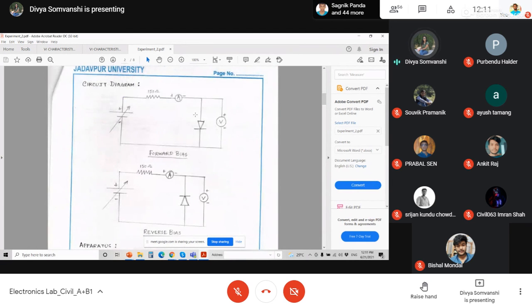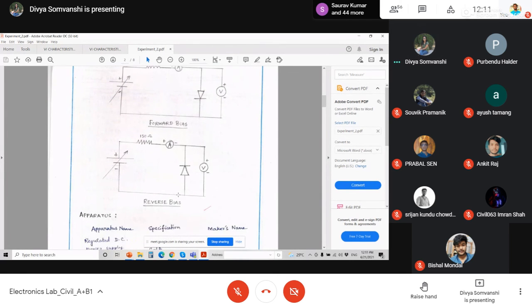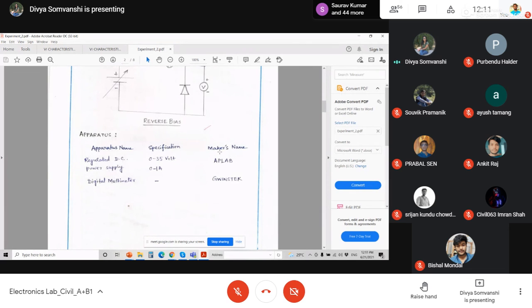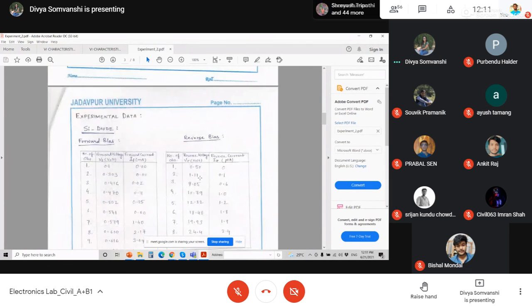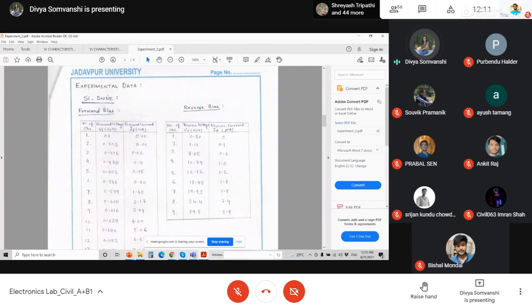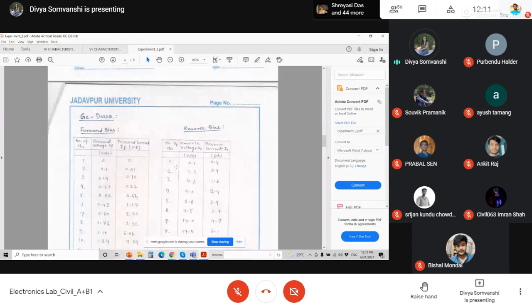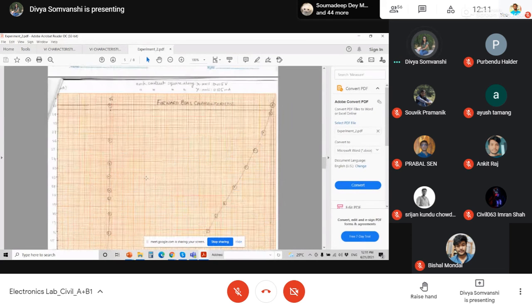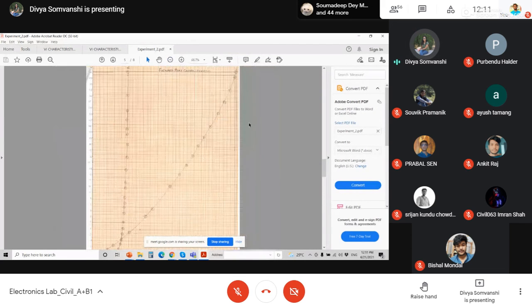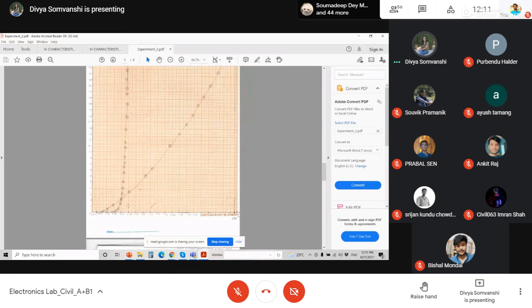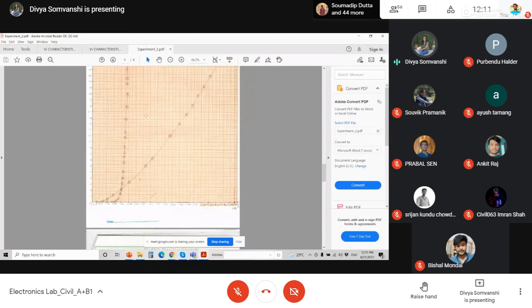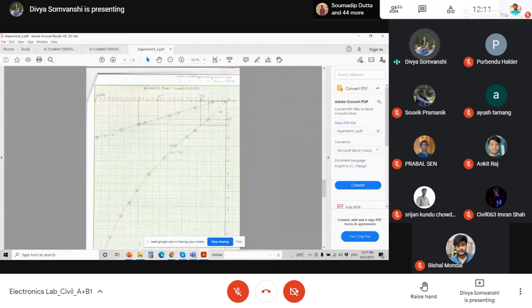Then you have to draw your circuit diagrams, this is your forward direction, this is your reverse direction, and what operators are required. Then you have to note down your experimental data, what you measured in forward bias and in reverse bias, for both silicon and germanium. Then you have to plot your IV characteristic here, and based on that observation, this is your reverse bias characteristic normally.